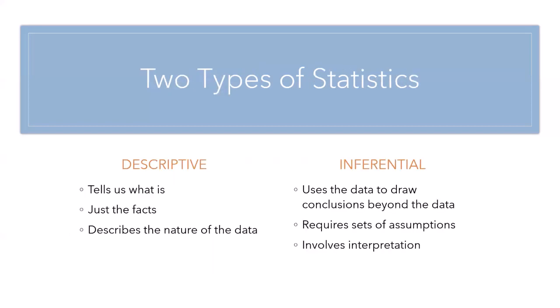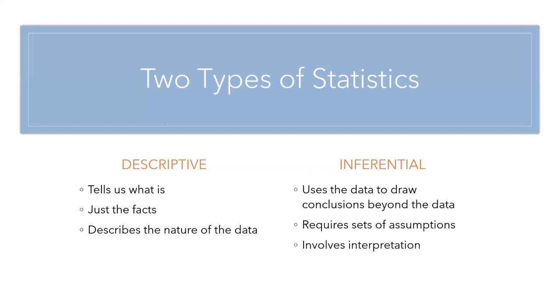There are two general types of statistics, descriptive and inferential statistics. Descriptive statistics is really just that, describing your data. It tells the reader what it is, just the facts, and it describes the nature of your data. You're only describing what's there, you're not making any other conclusions or inferences or going beyond just the plain numbers in any way. This is mostly what you'll be doing for your research report.